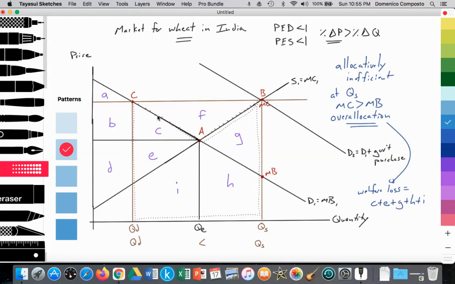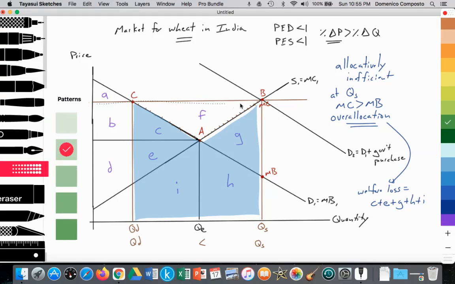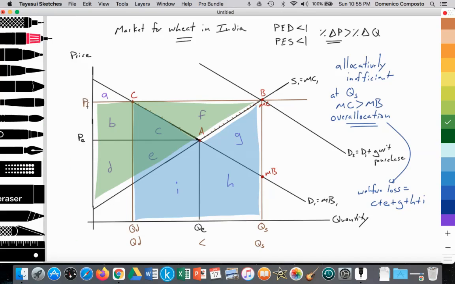This is what society loses, all the resources being allocated to too much wheat. Why isn't F included, right? F is the additional surplus that goes to the producers. Remember that producers gain this area here. So with all of that government spending on buying the excess supply, it increases the producer surplus. And it generates this additional surplus of F, which does benefit the farmers.